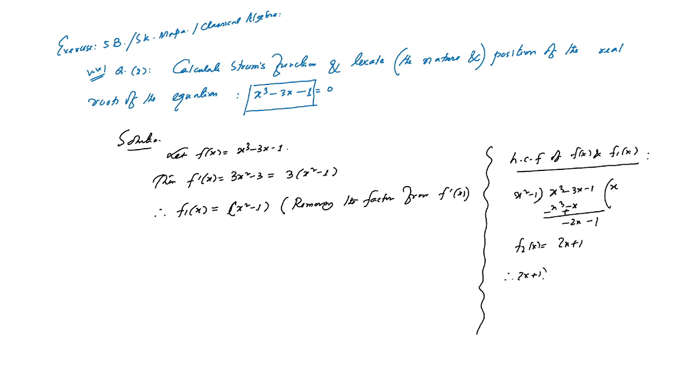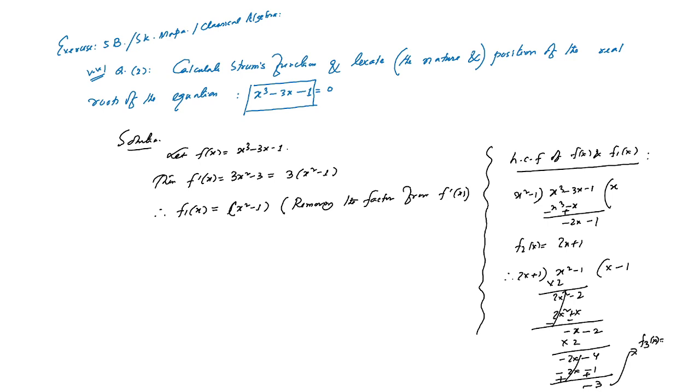Now 2x plus 1 divides x square minus 1. Multiplying through by 2, we get 2x square minus 2, and 2x square plus x. Subtracting gives minus x minus 2. Multiplying by 2, we get minus 2x minus 4, and subtracting minus 2x minus 1 leaves minus 3. The sign of the last remainder is changed, so minus 3 goes to plus 3.